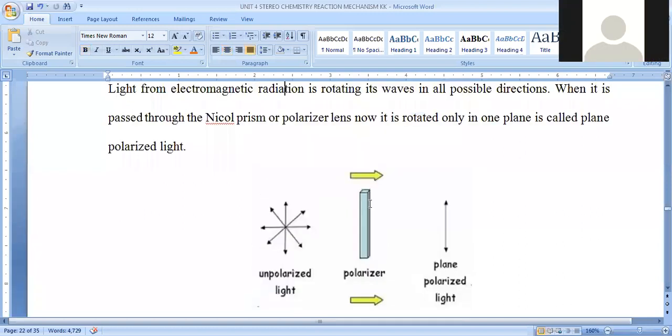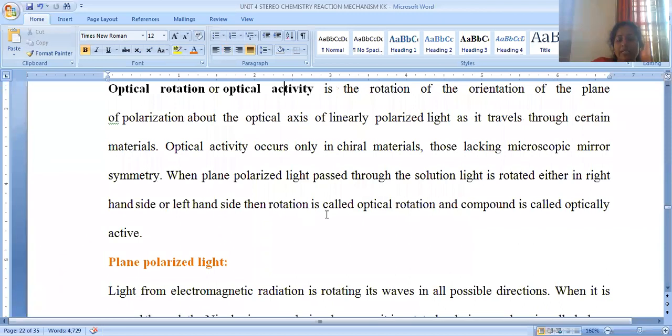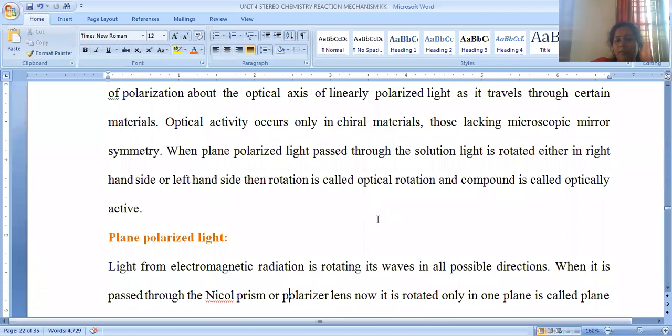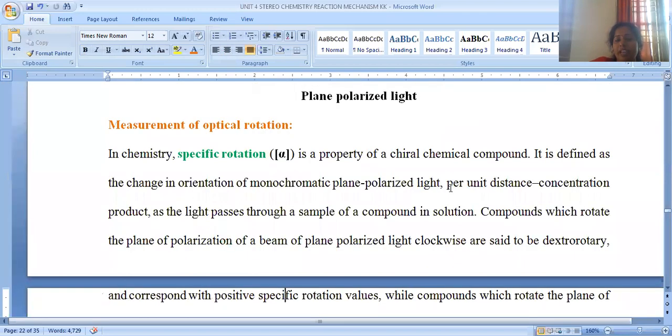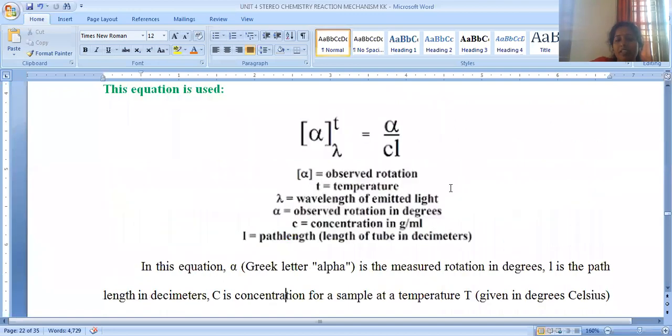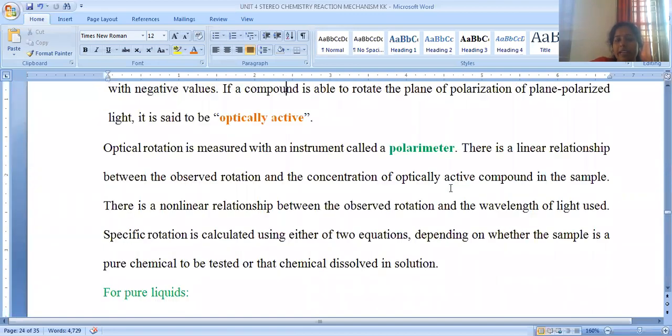Okay, so when any compound is irradiated with plane polarized light, so this is plane polarized light. When that plane polarized light is passed through the given compound, if the compound is able to rotate this light either towards the right-hand side or left-hand side, the compound is said to be optically active. If rotation of plane polarized light is possible after passing through the compound, that is called an optically active compound. If there is no rotation, that is called an optically inactive compound.